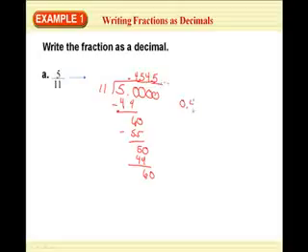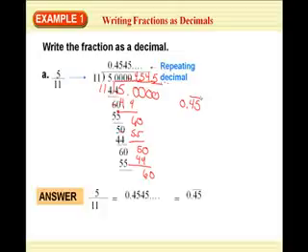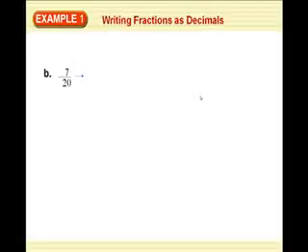So the 4, 5 is going to continue to repeat in that pattern. So the answer to this would be 0.45 with the bar notation over the 4 and the 5, showing that it is a repeating decimal. And there's their division doing the same thing that I did. Okay, so 7 divided by 20. In this case, it would look like this: 7 divided by 20.